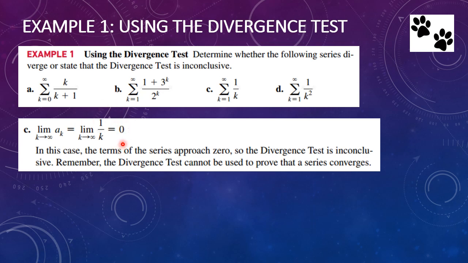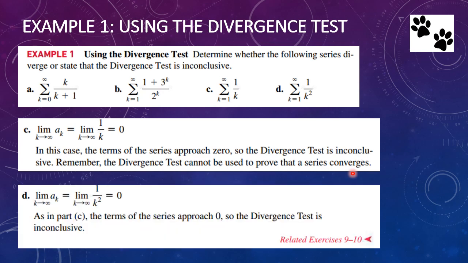So that's why it's called the divergence test, because you can only determine divergence. You cannot determine convergence if a series converges. So even though it looks like this series might converge, we do not know that for sure, so we say that the divergence test is inconclusive. We did the same thing here, and of course the k squared is also going to go to 0. As in part C, the test is inconclusive, so we do not know whether it diverges or converges.